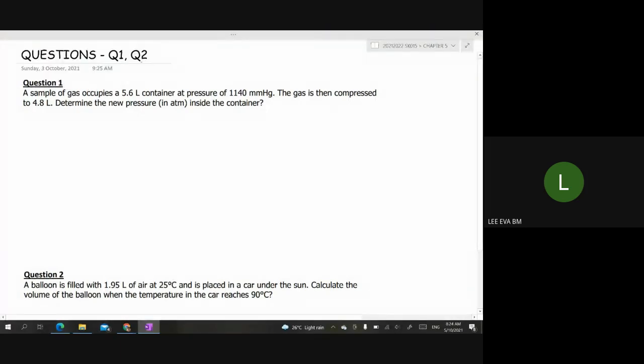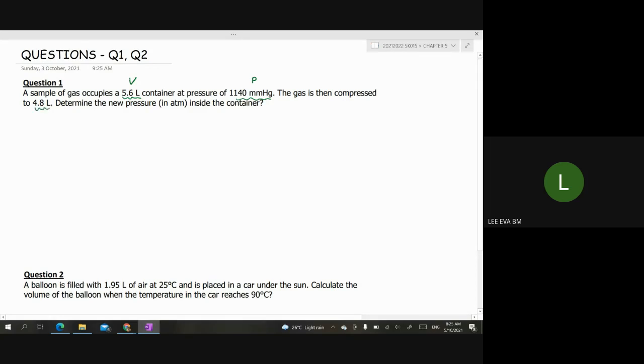All right. So first question. A sample of gas occupied a 5.6 liter container. What is the variable? Volume. So we write down volume first. At pressure 1140 millimeter mercury. And this one stands for? Pressure. Very good. So the gas is then compressed to 4.8 liter.